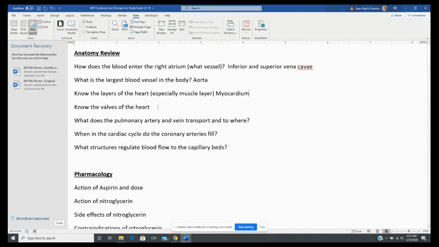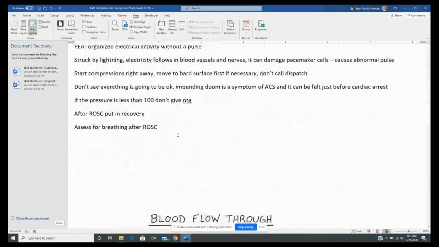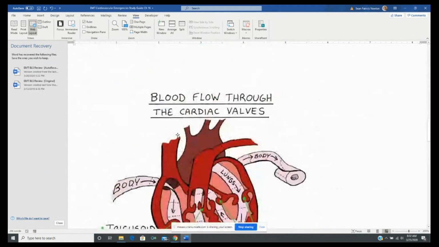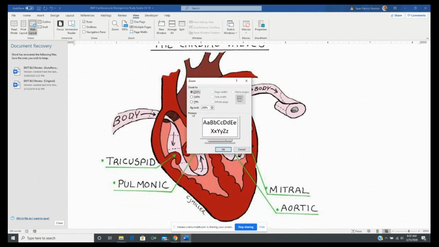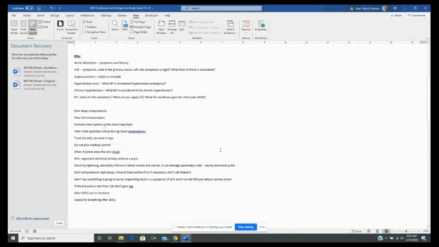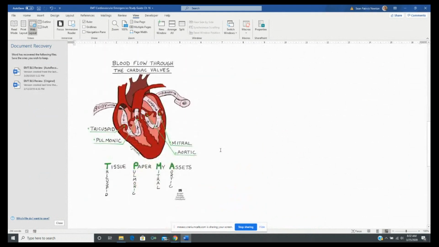Okay, the valves of the heart. I'm going to scroll down. I have a picture here of the valves of the heart. Just zoom out a little bit. Here we have the blood through the heart. Here's blood coming back from the body, the inferior and superior vena cava to the right atrium. The first valve is the tricuspid valve. We go into the right ventricle, and then we have the pulmonic valve.